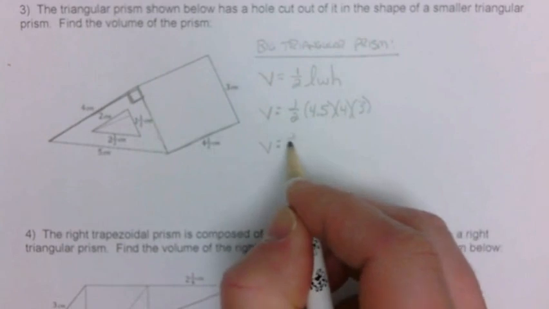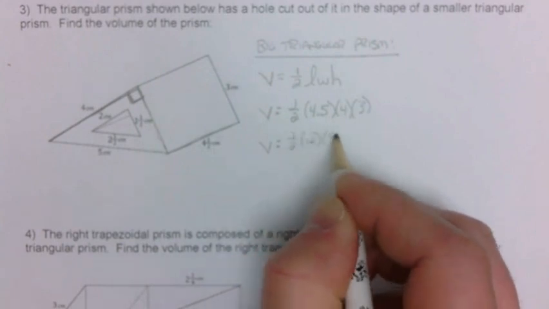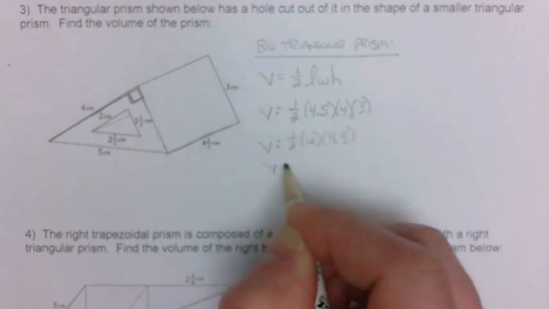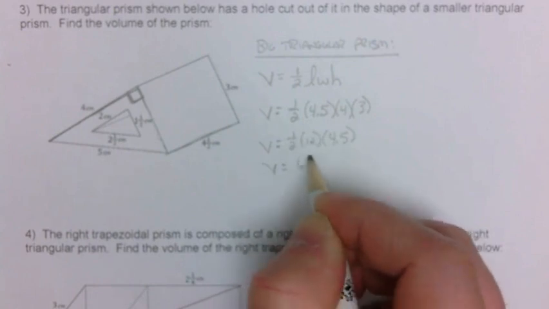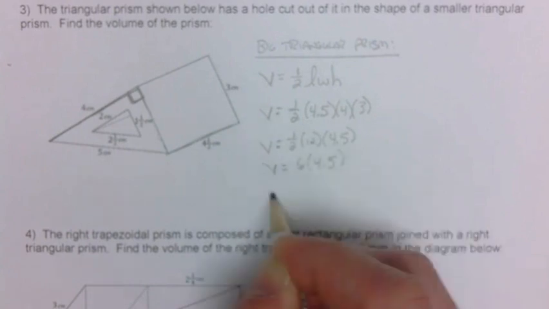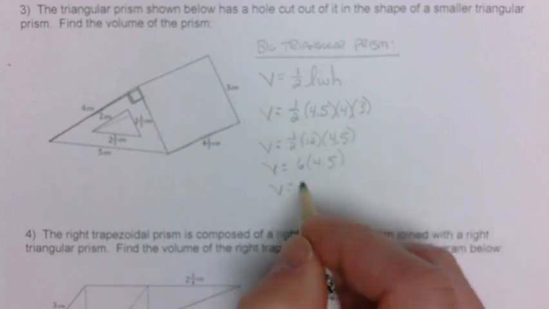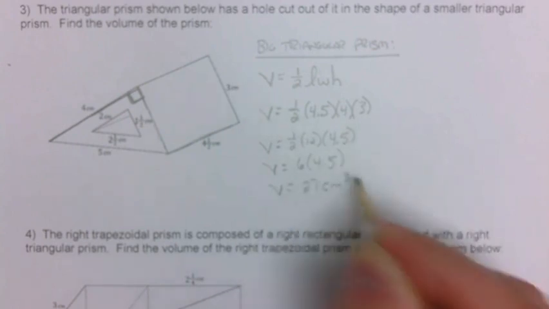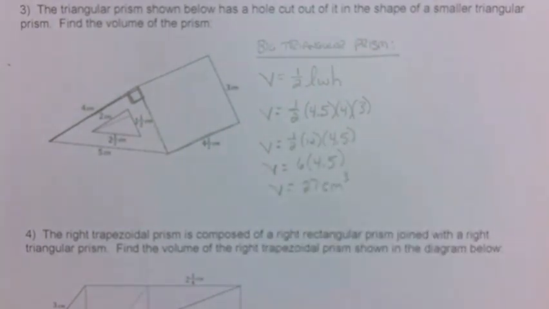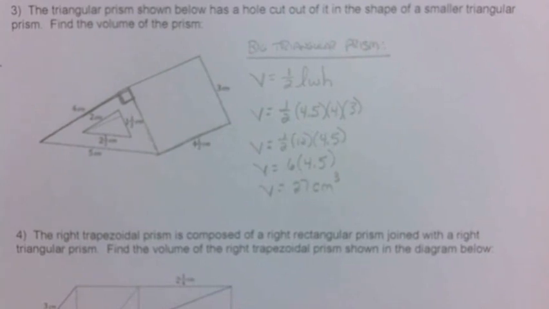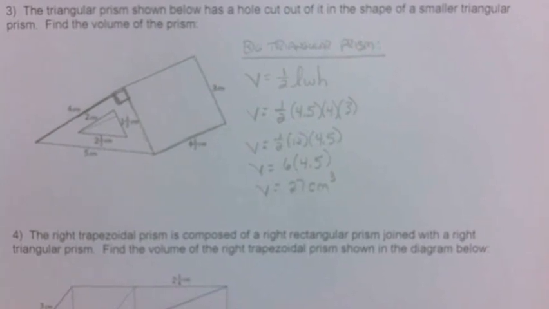Okay, so we're going to have half of 12 times 4.5. And I know half of 12 is 6. So I just have to do 6 times 4.5. And that's going to give me 27 cubic centimeters as the volume. Now I have to figure out the volume of the hole.